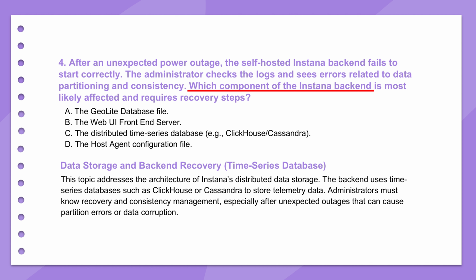That scenario screams distributed time series database. That's almost certainly where the problem lies. Okay, why that specifically? Because that database, often something like ClickHouse, maybe Cassandra in some setups, is storing all the fine-grained metric and trace data, and it's spread across multiple nodes. Right, distributed. So an uncontrolled shutdown, like a power cut, is poison for these systems. It risks breaking the consensus needed to keep data consistent and available. It's not just like a simple corrupted file then.